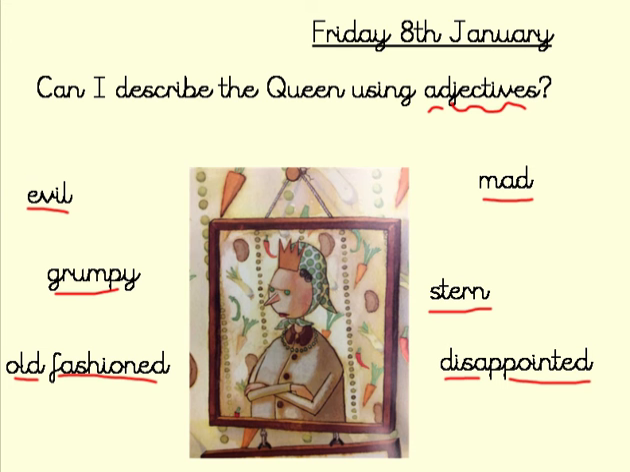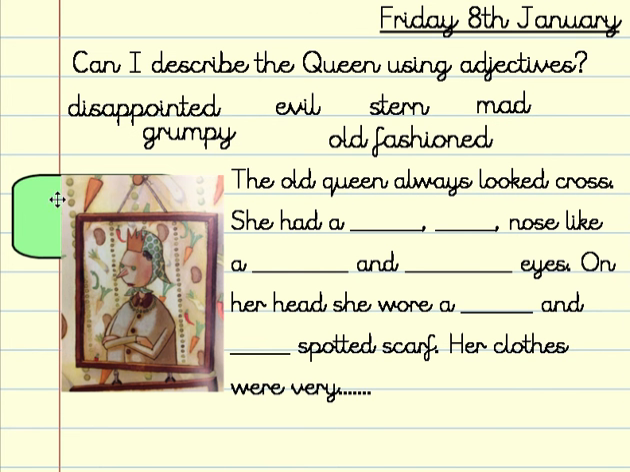So today's job is for you to have a go at describing the Queen, both what she looks like on the outside and perhaps a bit of what she's like on the inside as well. So, as you can see, I've gathered together those words, which I might use later in my description, and I've got some ideas to help you get started. I'm going to read, and as I read, see if you can spot any of the adjectives that I've used. The old Queen always looked cross. Where are my adjectives there? That's right, old, describing the Queen, and that she's looking cross.